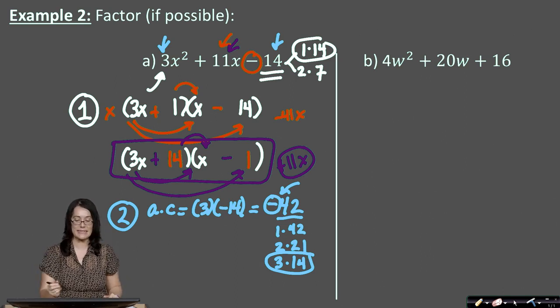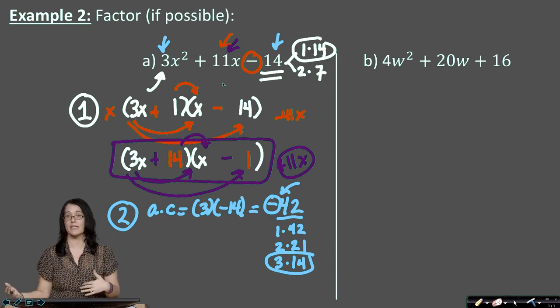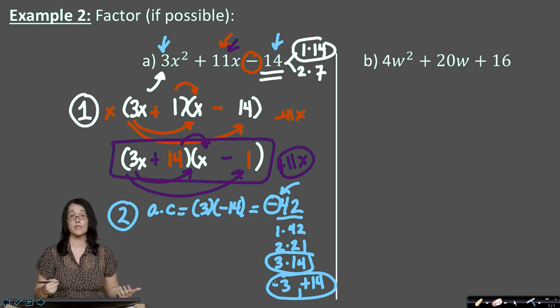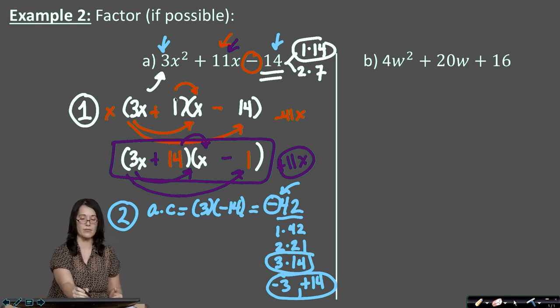Okay, so that means that I can split my middle term into a 3x and a 14x, but which one should be positive and which one should be negative if I want to end up with a positive 11x? Good job. I would need a positive 14x. So I'm going to use the positive 14 and I'm going to use the negative 3. So with this AC grouping method now, we would rewrite the original.